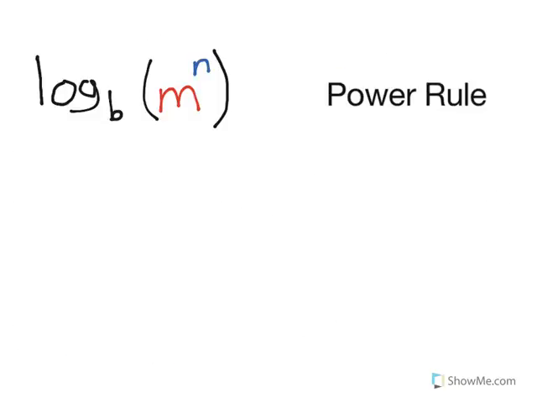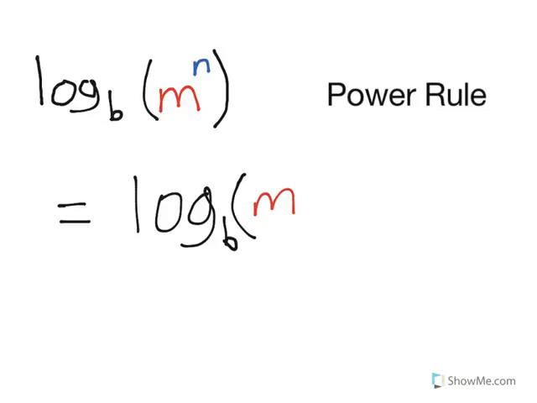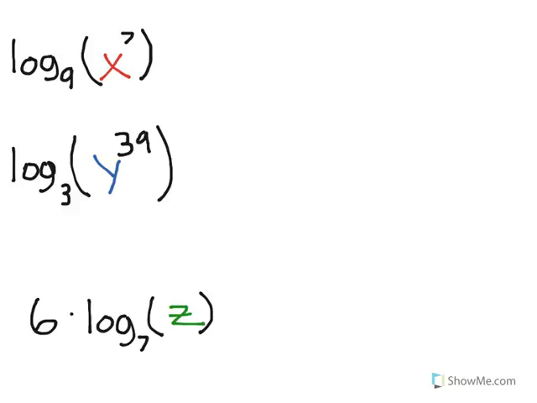Alright, the next rule is the power rule. This one's the easiest because all you do is bring down the n. For example, it's as easy as that. Alright, so for an example, you bring down the 7, so you get 7 times log base 9 of x.